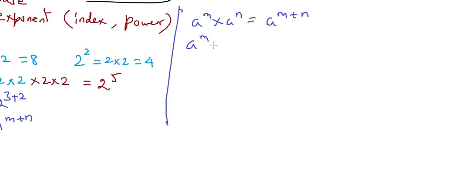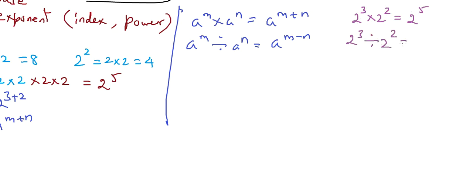Similarly, a power m divided by a power n. Here we subtract the powers, so a power m minus n. For example, as we saw here, 2 power 3 into 2 power 2 equal to 2 power 5, 3 plus 2, 5. Similarly, 2 power 3 divided by 2 power 2 is 2 power 3 minus 2, which is 1. 2 power 1 is just 2.